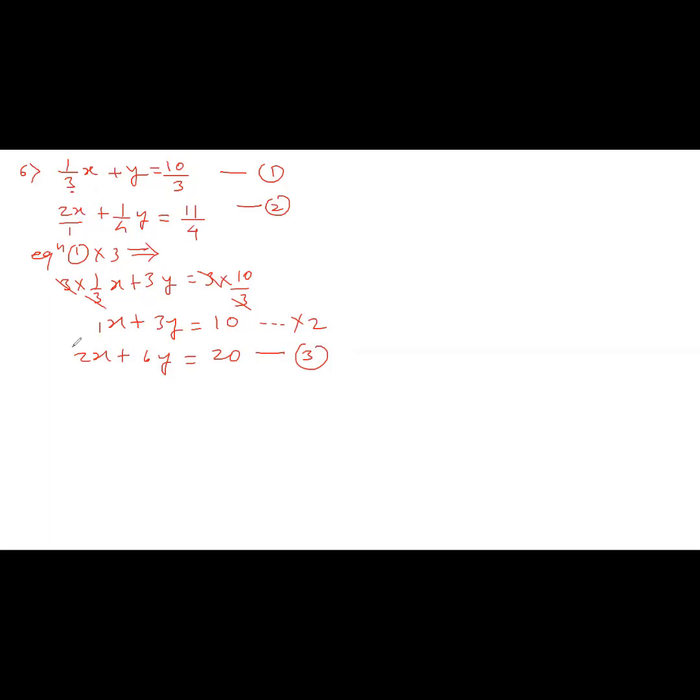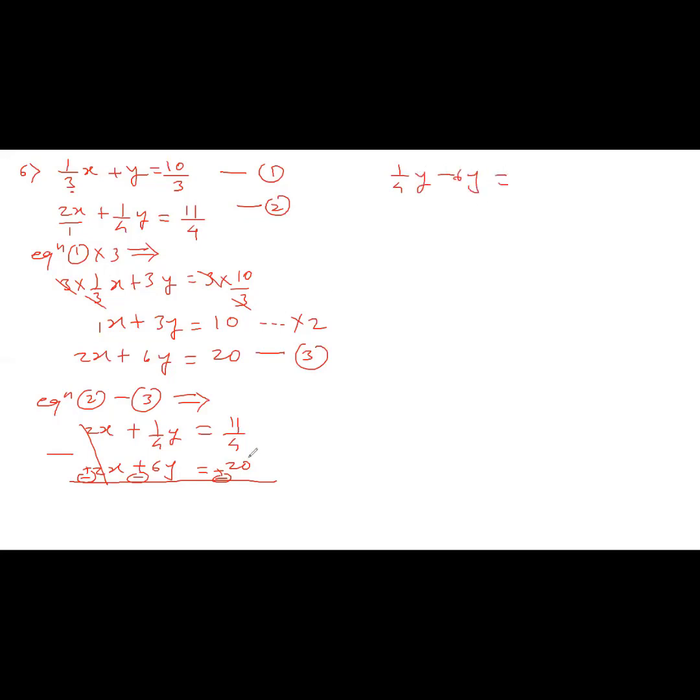Now you can see coefficients are same, here 2x, here 2x. If we subtract equation 2 minus 3, you will get the solution. So just subtract equation 2 and equation 3. It becomes 2x plus 1 upon 4 y equals 11 upon 4, and here 2x plus 6y equals 20. So let's subtract. Signs change, plus becomes minus. So 2x minus 2x will get cancelled. Now you can see 1 upon 4 y minus 6y, and here 11 upon 4 minus 20.